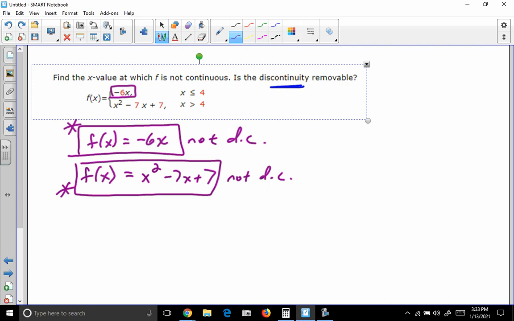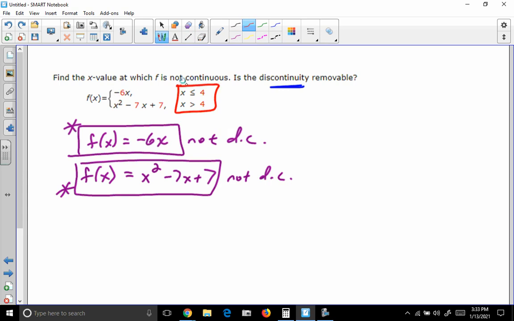So does that mean the function overall is always continuous? And the short answer to that is no. We have to look at where they come together. These two curves come together at 4.